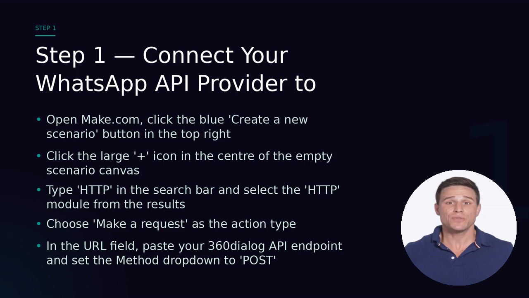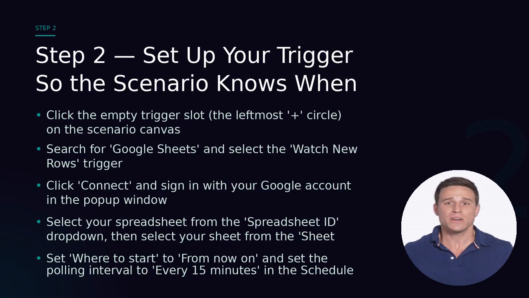Click Create a new scenario. Hit the big plus button in the canvas center. Search for HTTP. We'll use the HTTP module to call 360 Dialog's API directly. Select Make a Request. Now in the URL field, paste your 360 Dialog API endpoint. It looks like HTTPS, then the 360 Dialog IO, slash v1, slash messages. Set method to POST. Dead easy start.